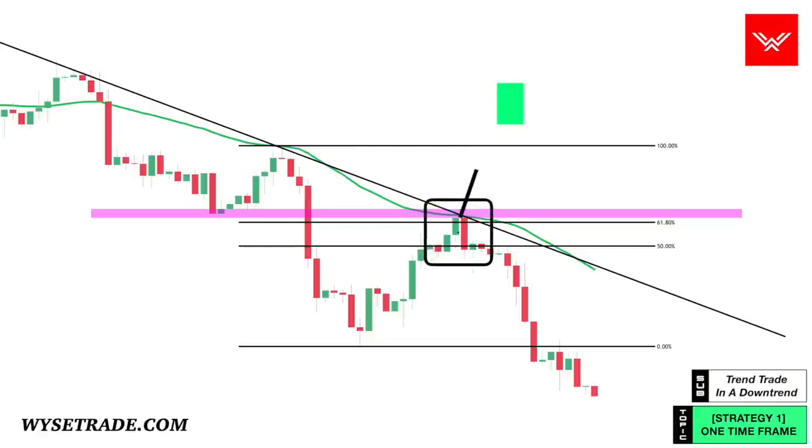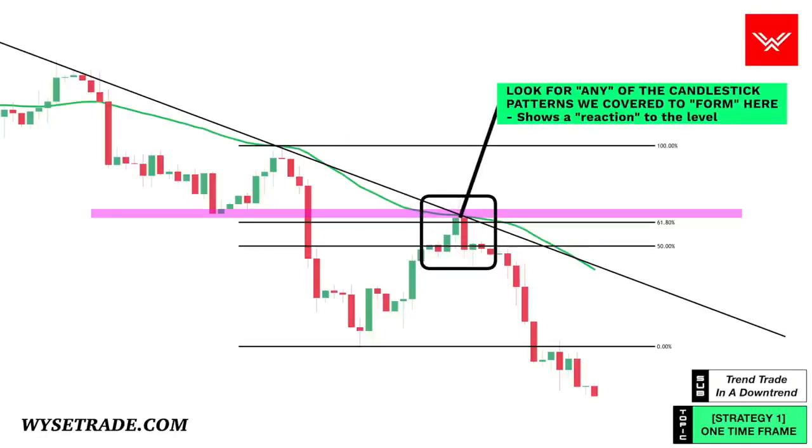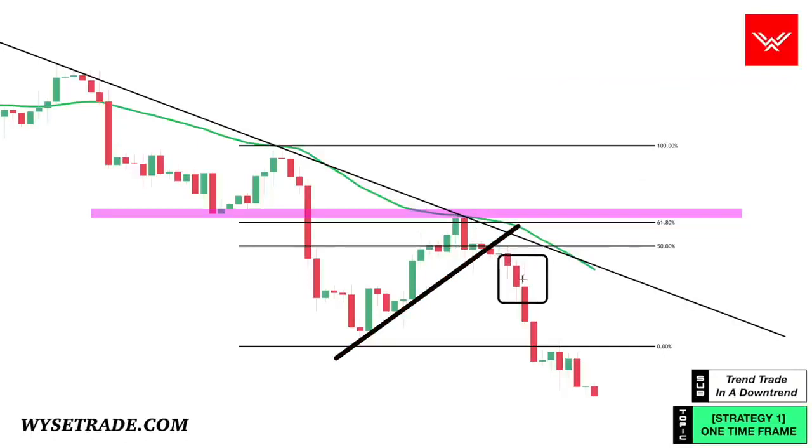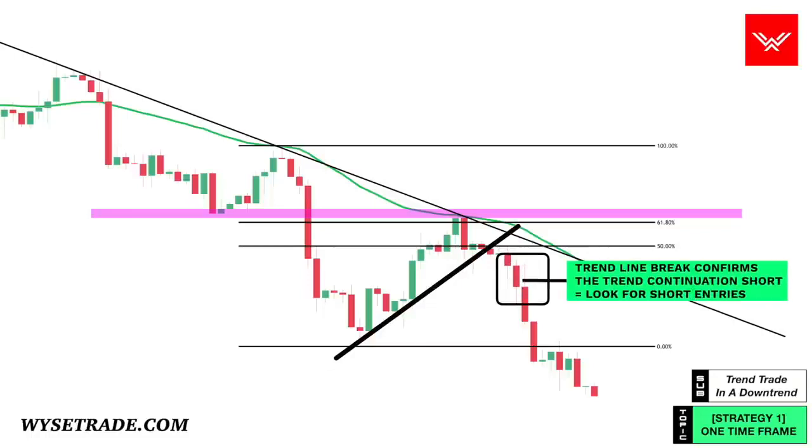you were looking for any of the candlestick patterns to form at the area of confluence. And in this case, you had an inverted long wick candle form, followed by a momentum candle, which shows a reaction to the level. This setup here allowed for a trend line to be placed like this, and once the trend line broke, the reversal is confirmed, and you would then take a trade entry short.